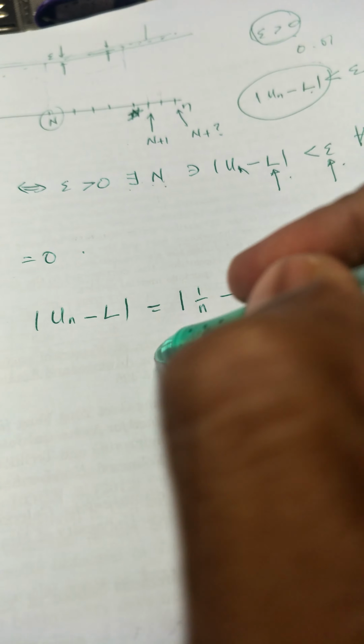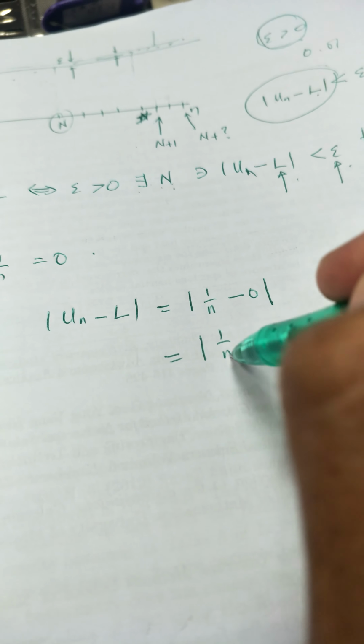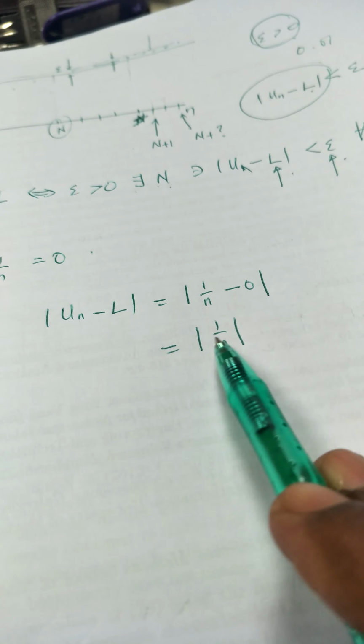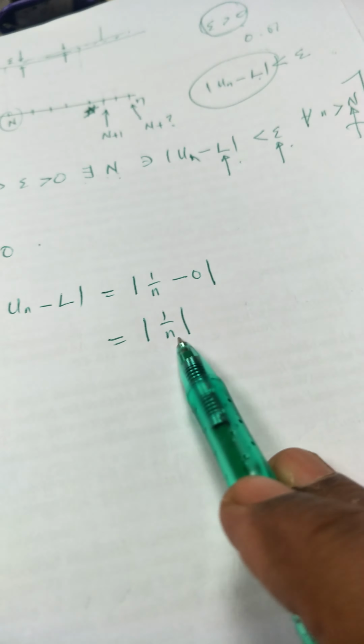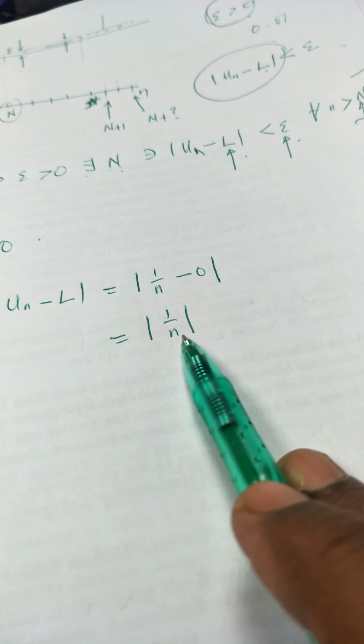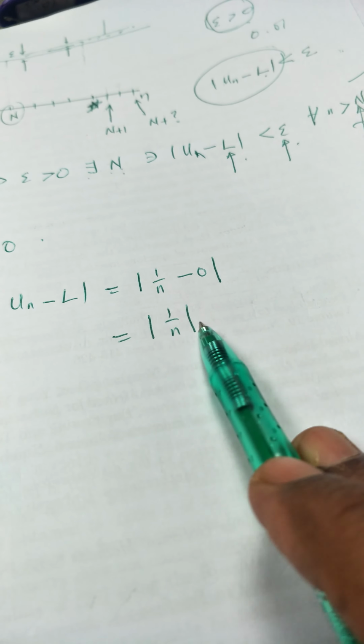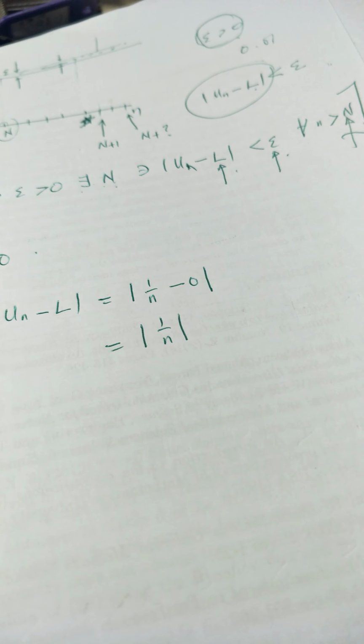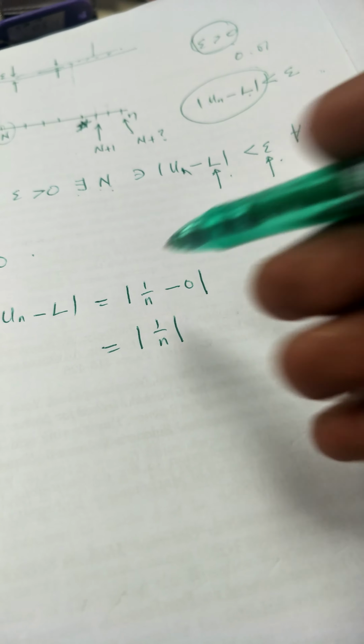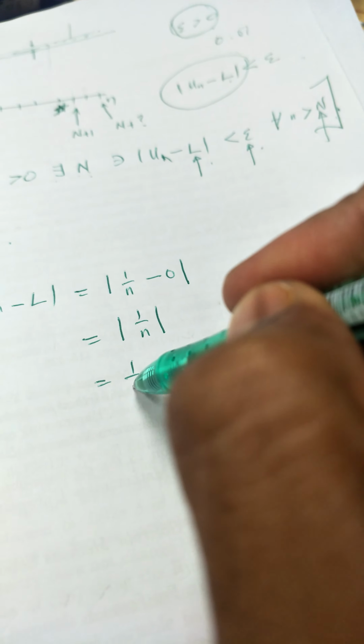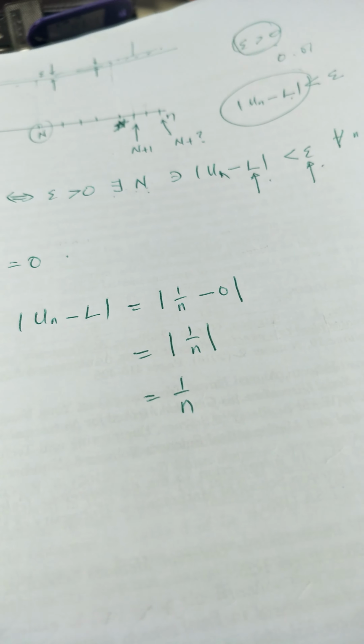This is 1 over n. This n cannot be negative, so it must be positive. So when you take the absolute value of a positive number, it gives you no change. Therefore, I can write this as just equal to 1 over n.